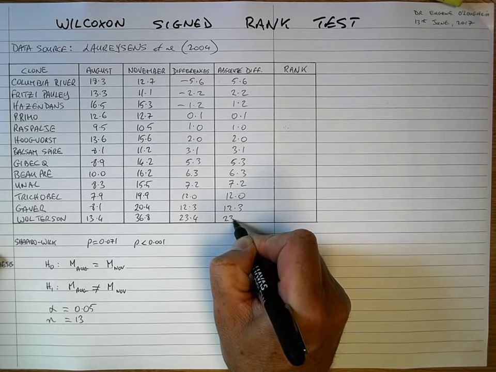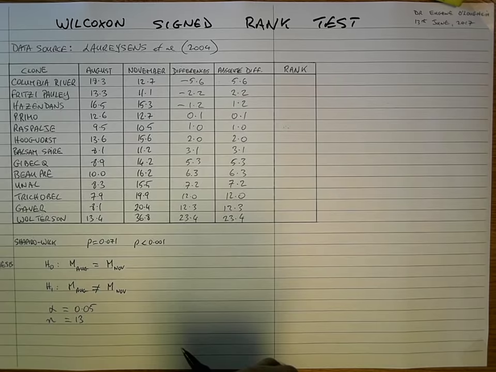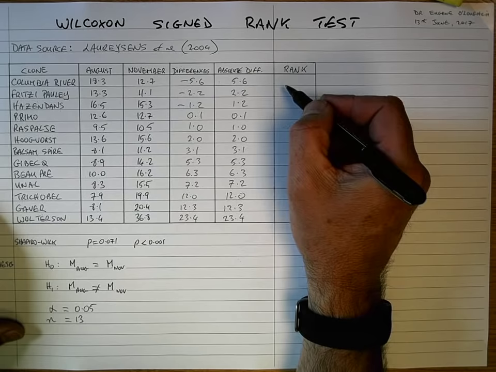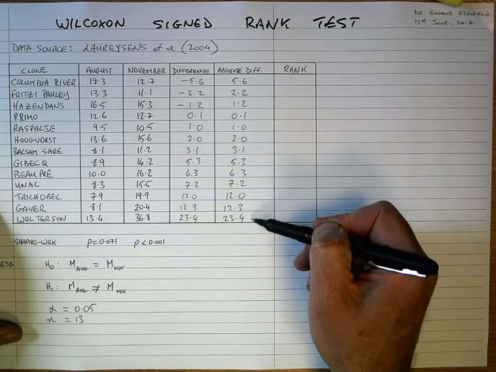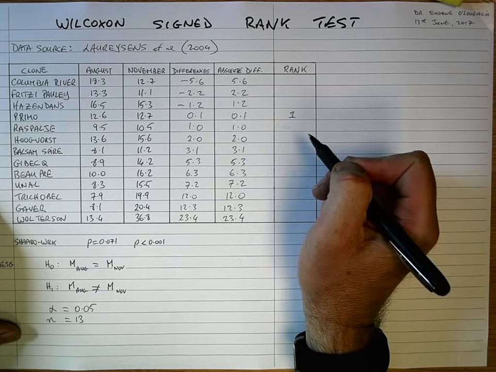Our next job then is to rank these absolute values. This is why we need the absolute values, because we don't want to rank any negative values, but we want to rank all of them. And we're going to rank them from the smallest to the largest value. Reviewing this absolute difference column, I note that my smallest value, which gets a rank of 1, is my value of 0.1. My next smallest value is the figure beside it, 1.0, so I'm going to write that as a rank of 2.